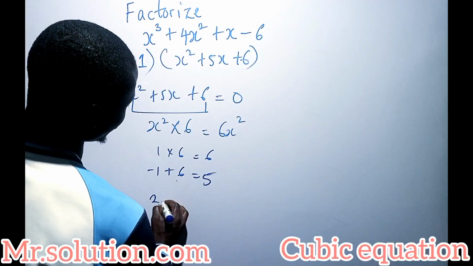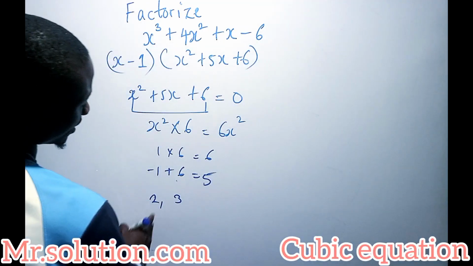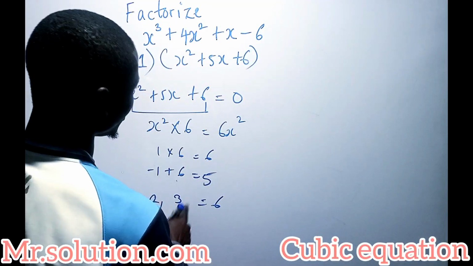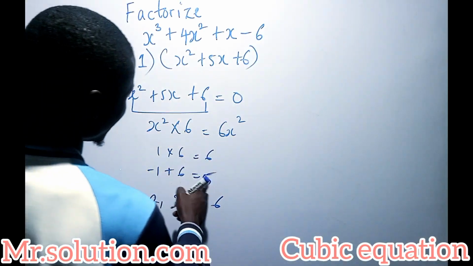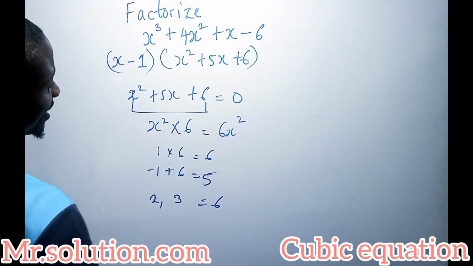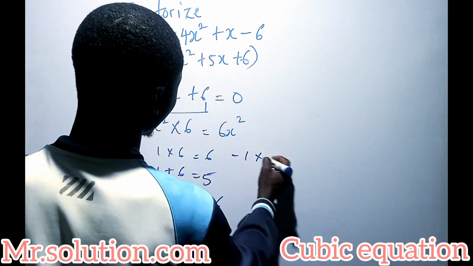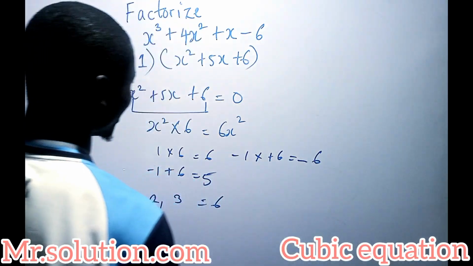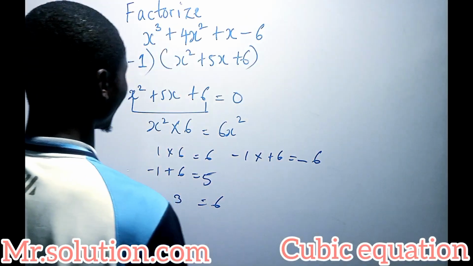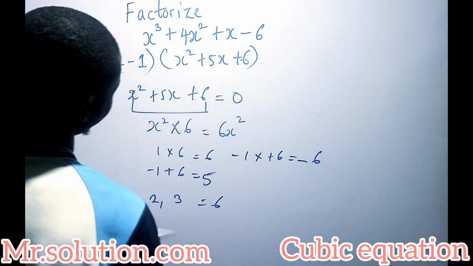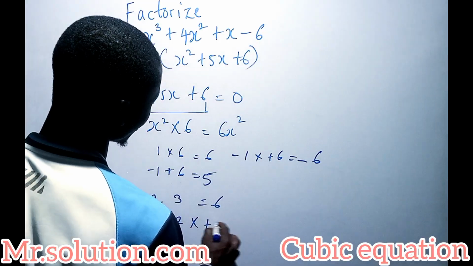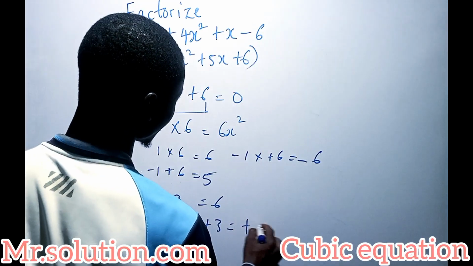Also, you have another factor, which is 2 and 3. Now 2 times 3 can give us 6, right? 2 plus 3 is going to give us 5. But with minus 1 multiply plus 6, it's going to give us minus 6. You can see that the sign is going to fluctuate, it's not going to rhyme. The one that's going to rhyme is this: if we say plus 2 times plus 3, it's going to give us plus 6.